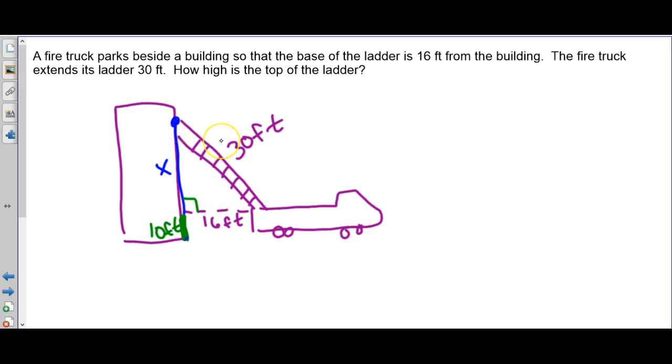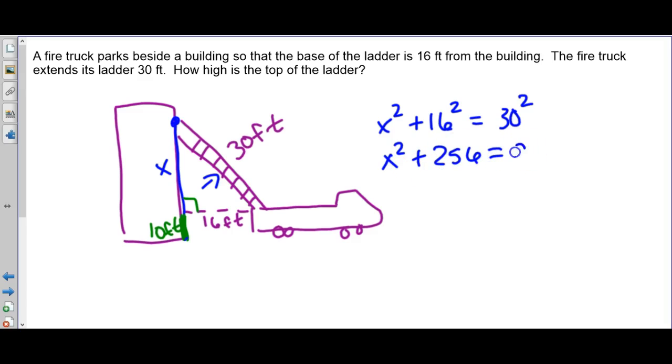So we're going to use Pythagorean Theorem again. The hypotenuse is 30, so C is 30. And A and B, A is going to be x and B is going to be 16. So we plug this into a calculator. 16 squared is 256, and 30 squared is 900.